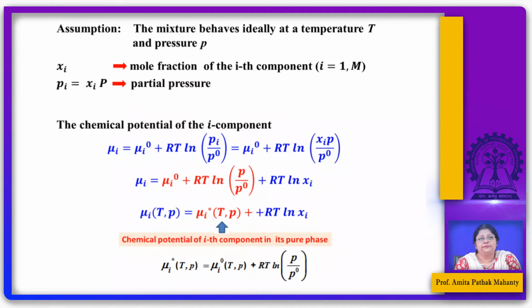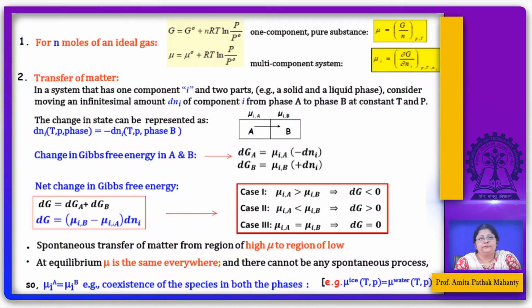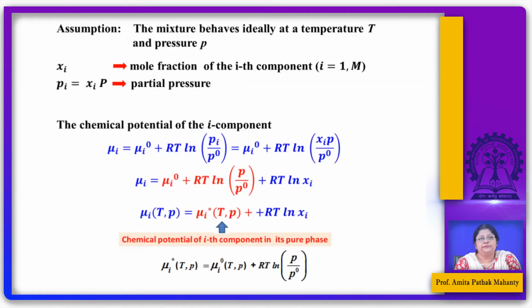According to the equation of chemical potential, we have defined the chemical potential as the standard chemical potential plus RT ln P by P naught. This is how we have defined it. So let us write that down. The chemical potential of the ith component is equal to the chemical potential of the ith component at standard state plus RT ln the pressure of the ith component divided by P naught.